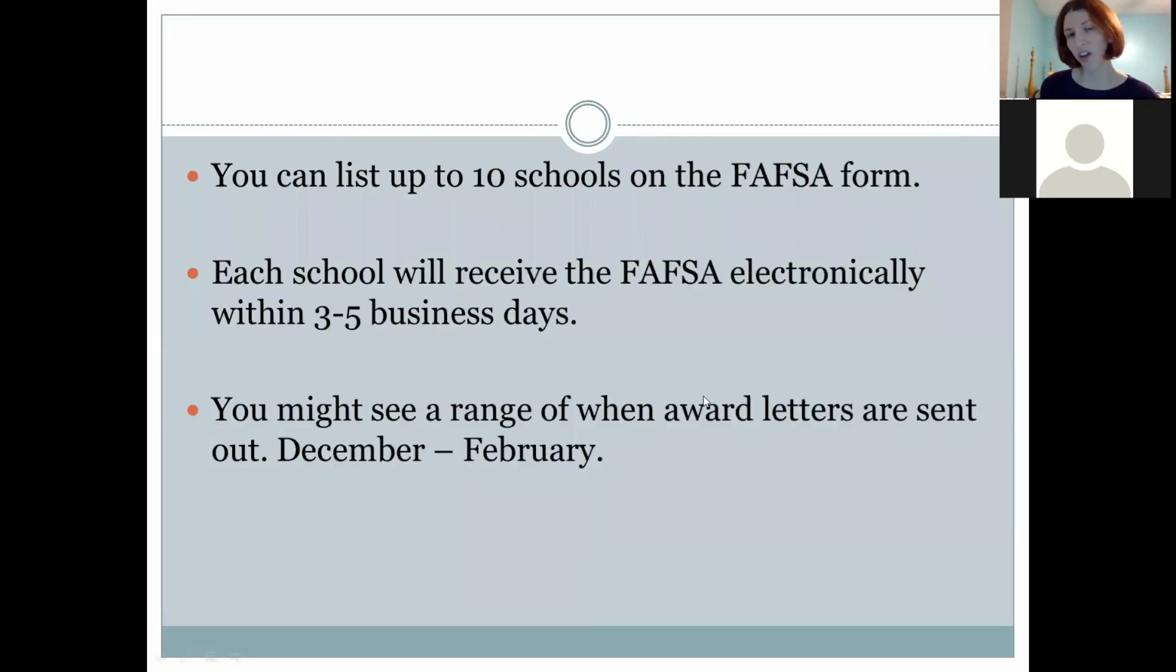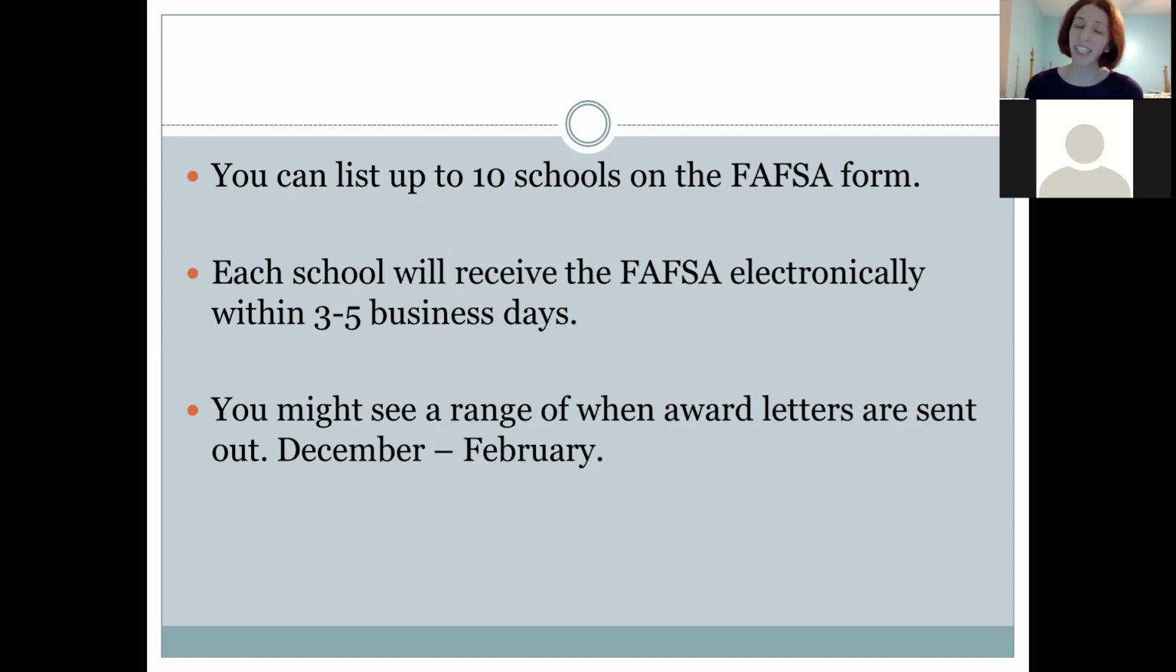You're in the FAFSA, before you hit the submit button, it is going to have you list up to 10 schools on the FAFSA form that you would like the FAFSA information to go to. So you can list up to 10 schools at a time. Each school will receive the FAFSA electronically within 3 to 5 business days of being completed.